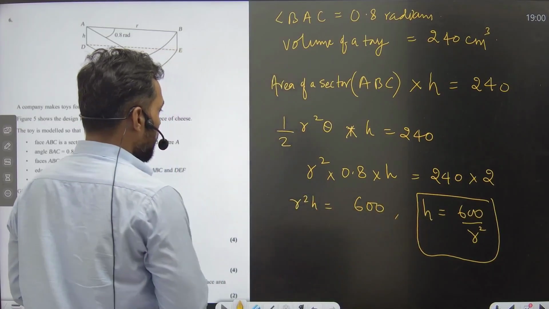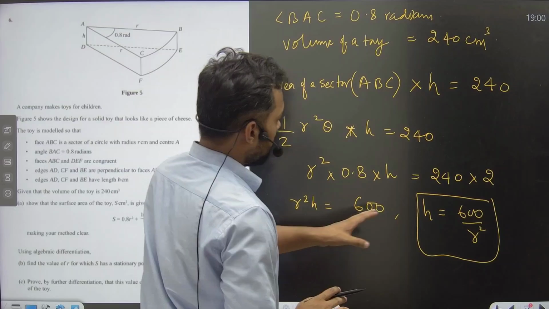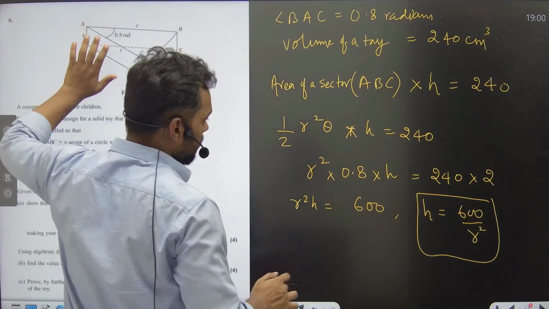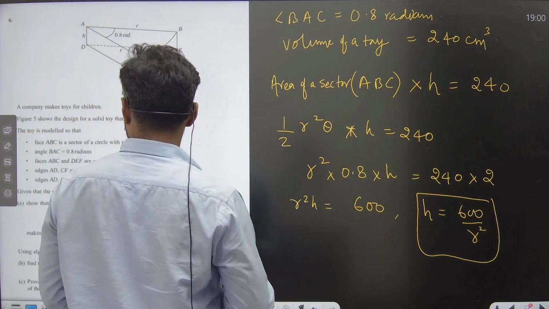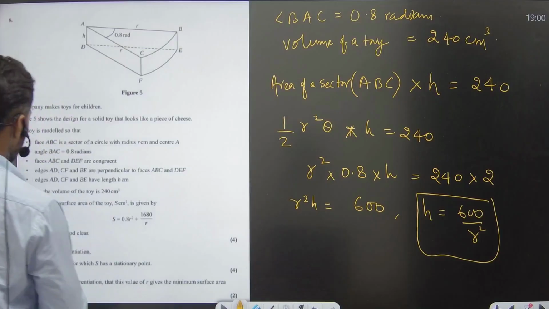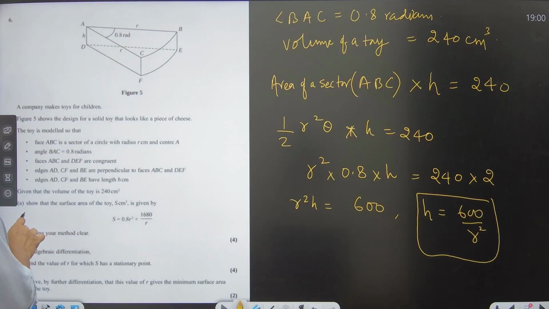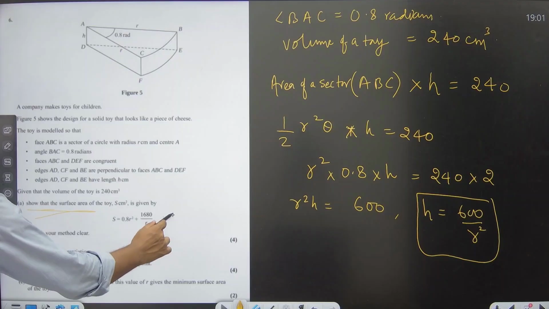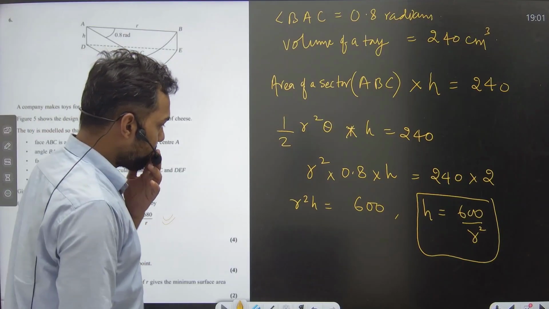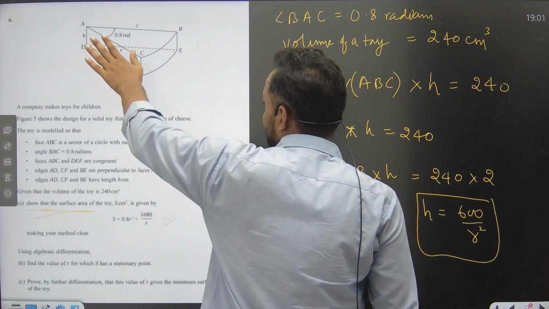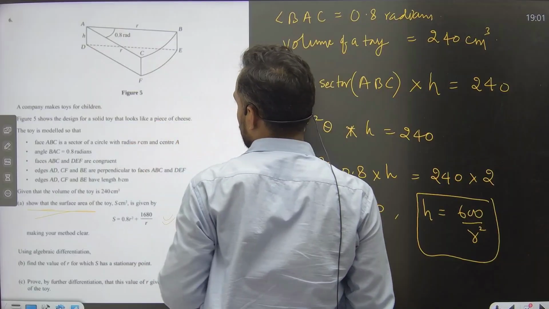This will be the height of this particular toy in terms of radius r square. Now in the question, students, they have asked us to show that the surface area of this particular toy is given by this particular expression. Okay, so let's calculate the surface area of this toy, students.